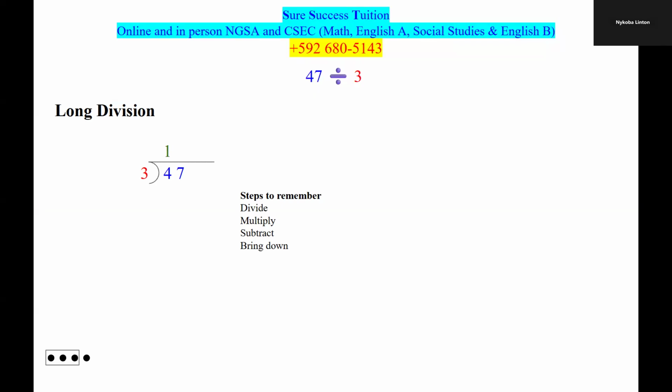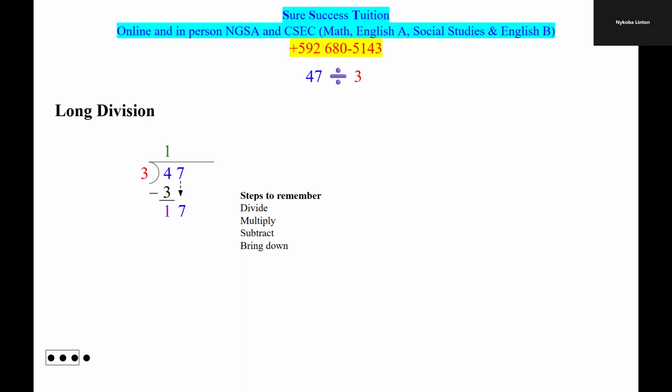The next step after divide is to multiply. We take this 1 and we multiply it by 3. So 1 multiplied by 3 is 3. So we put it directly beneath the 4. The next step is to subtract. So let's subtract. 3 from 4 leaves 1. So what's the other step? We bring down, right? So let's bring down our 7. Now we notice that after we subtracted the 3 from the 4, we had a remainder of 1. That is what our diagram on the bottom shows.